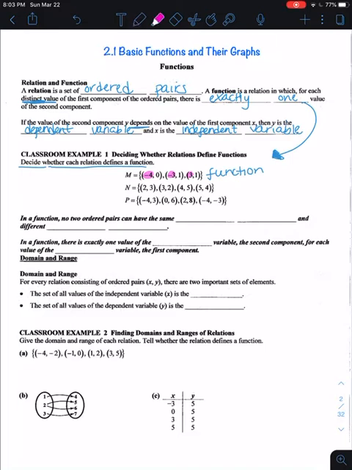Let's look at letter N. The relation N, I have a 2, 3, 4, and 5. You don't care anything about what's going on with the y values. You want to look at only the x values. If you notice, I have x values 2, 3, 4, and 5. They're all different. Therefore, N defines a function.